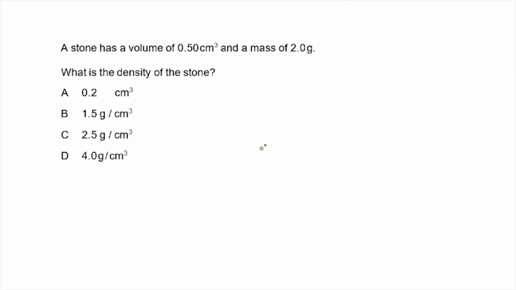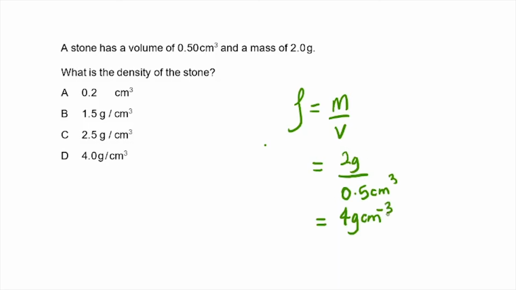A stone has a volume of 0.5 centimeters cubed and a mass of 2 grams. What's the density of the stone? This is pretty straightforward. Density is mass over volume. And definitely the mass here is 2 grams. The volume is 0.5. Of course, that is going to give us 4 grams per centimeters cubed, and the answer is D.